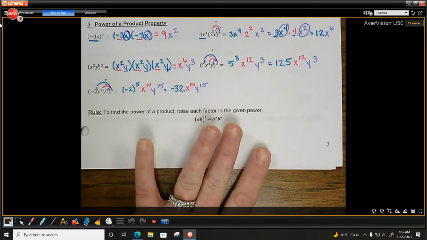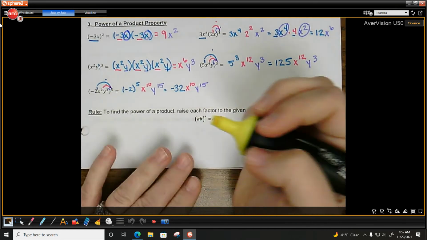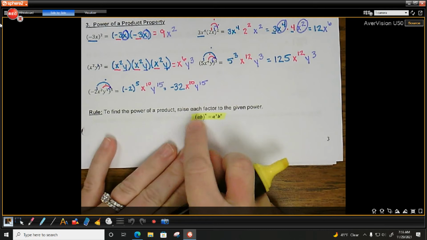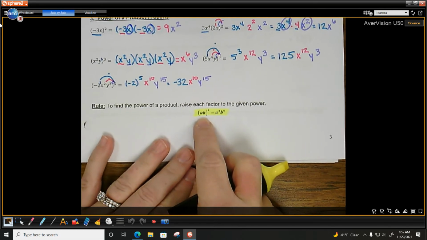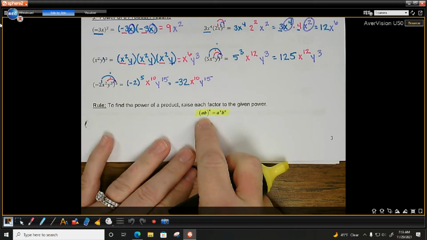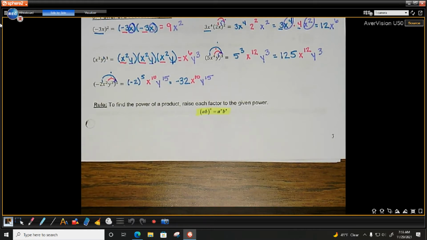So when you have two bases or multiple bases in the parentheses raised to a power, you raise every base to the power. Okay? We good with that? How are we feeling? Okay? Ish? Don't worry, we're going to be doing lots of practice.